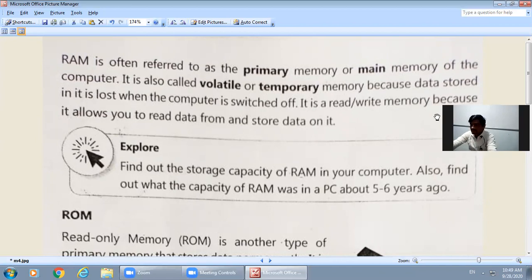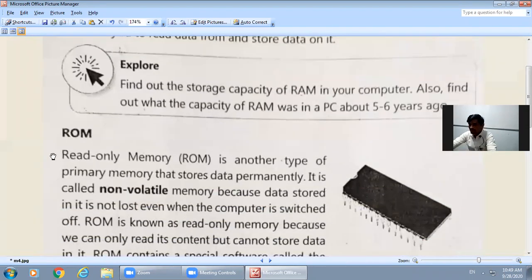It is read-write memory because it allows you to read data from and store data on it. ये क्या करता है? रीड राइट काम करता है इसको. Okay, see, this is about RAM. Now next point we will see about ROM.